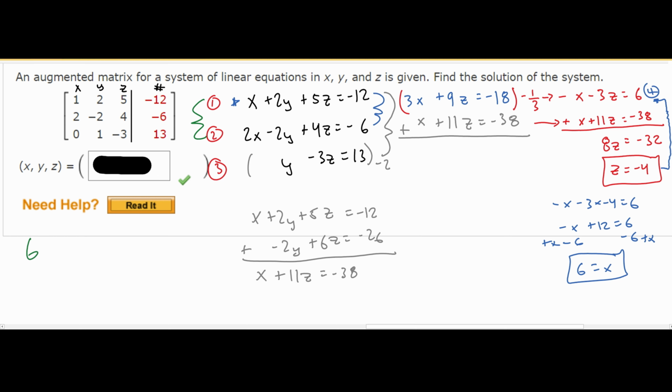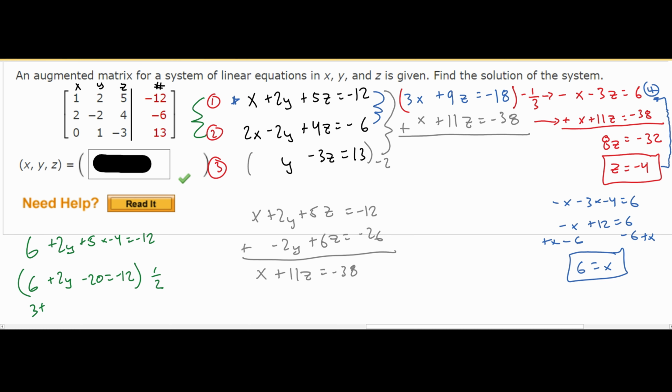So our x is 6. We are going to have a plus 2y. So we'll have that there. And then plus 5 times our z, which is negative 4. And this is equal to negative 12. Well, if we add everything together, we'll have a 6 plus 2y, and then we are going to have a minus 20 is equal to negative 12. We can see that everything is divisible by 2. So we're just going to multiply this by 1/2. We are going to get a 3 plus y minus 10 is equal to negative 6. We are going to add like terms, so we're going to have a y minus 7 is equal to negative 6. We're going to add 7 to both sides, and that means our y is equal to 1. And that will give us the answer. That's how we would go about solving for this problem.